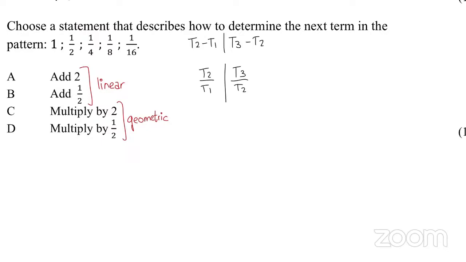Okay, and in this case, this is not going to be true because a half minus 1 is negative a half. A quarter minus a half is negative a quarter. Okay, so in that case, this won't work. So you know certainly it's not arithmetic. When we try this, on the other hand, when we say 1 over 2 divided by 1, we get 1 over 2. When we say 1 over 4 divided by 1 over 2, we get 1 over 2 as well.